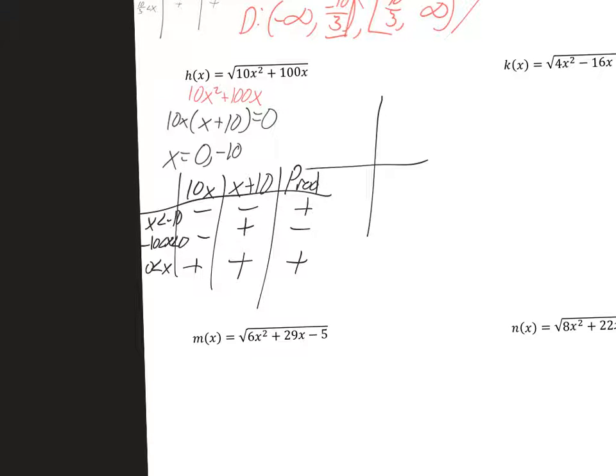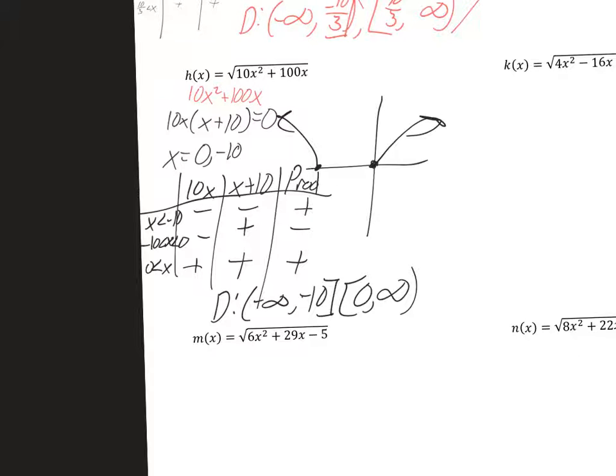So I'm going to put something over here. Cool. So it's going to go off like this. And then somewhere over here, it's going to go off like this. So my domain is going to be negative infinity to negative 10. And then 0 to infinity.